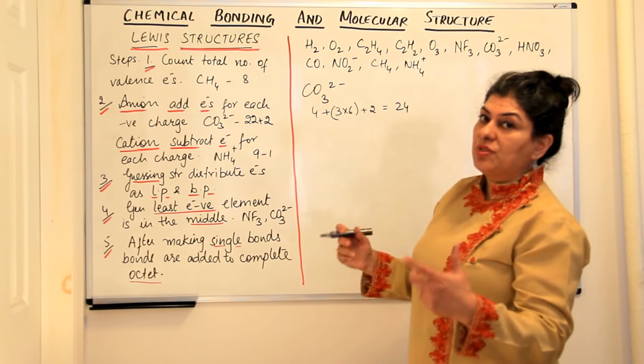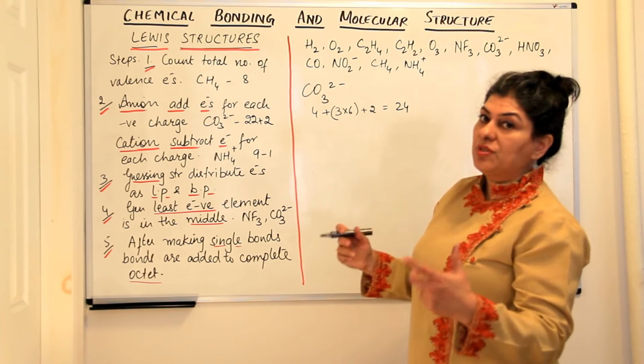Let us now come to the next structure, that is methane. Methane has carbon in the center because hydrogens always come to the end. Carbon in CH4 has 4 electrons, and hydrogen 1 into 4 is 4, so we have 8 electrons in all. Carbon in the center, and we put hydrogens on the 4 sides. It's one of the simplest Lewis structures to make. 1, 2, 3, 4, 5, 6, 7, 8.